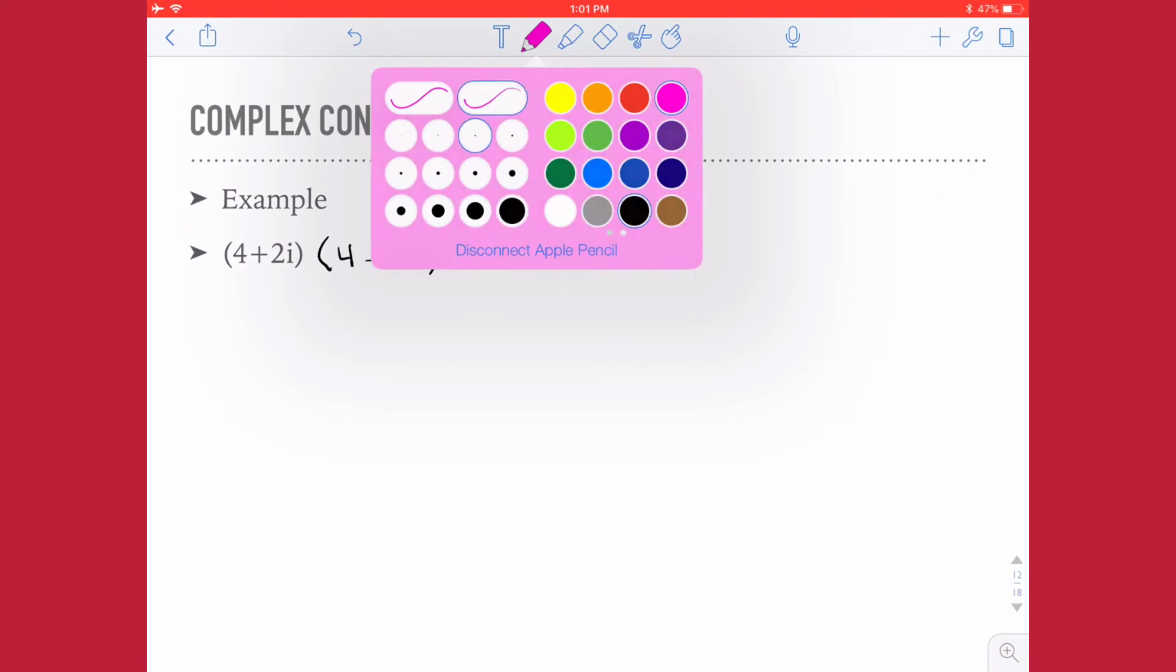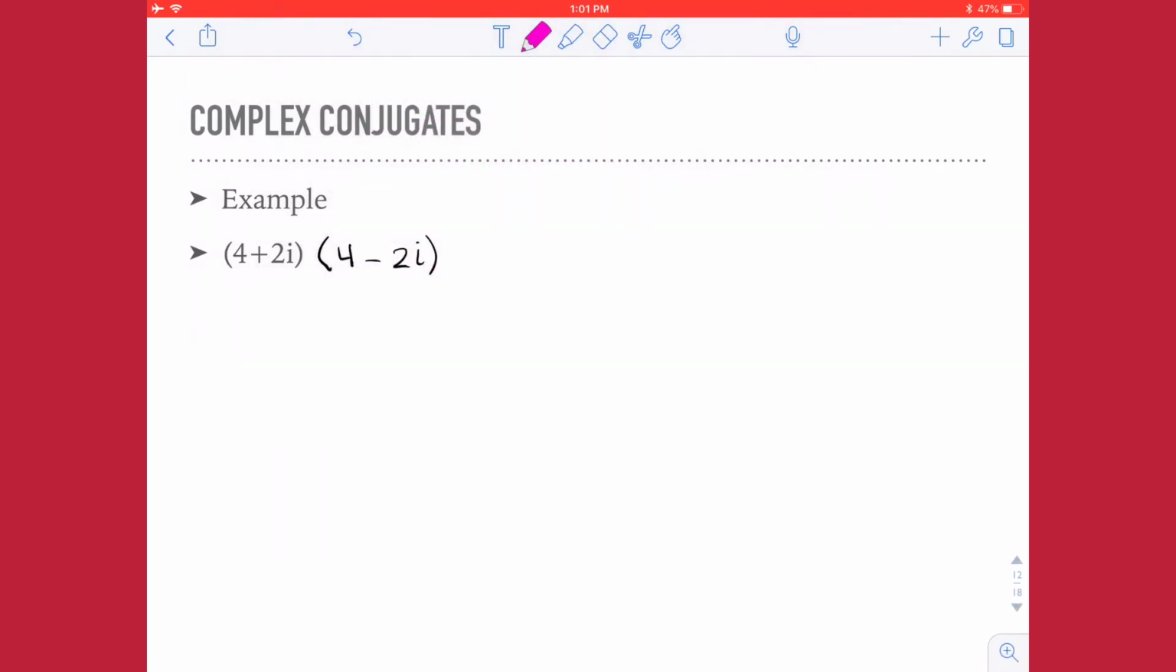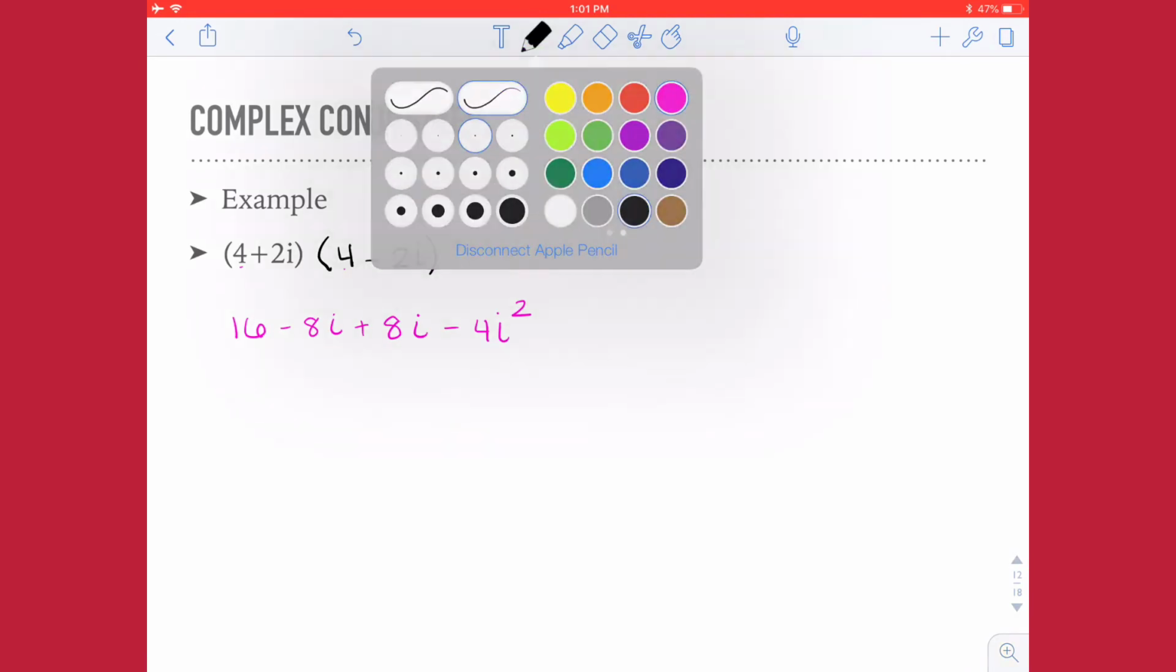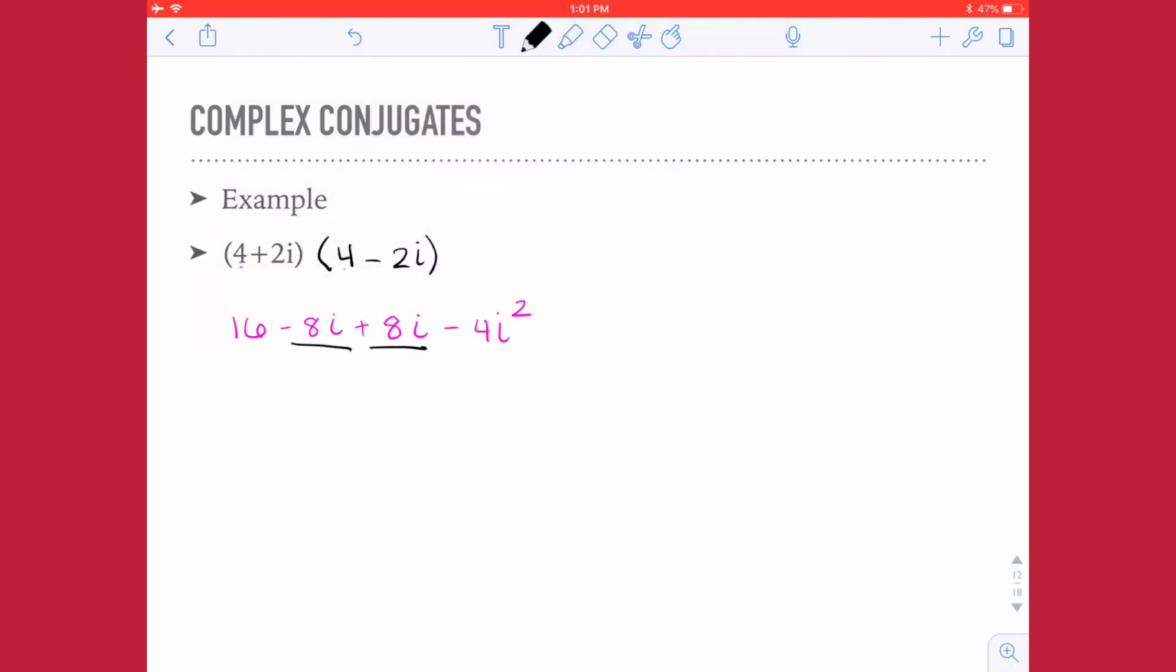And as we saw in our last example, a similar thing is going to happen whenever I have complex conjugates. When I do my FOIL process, so 4 times 4 is 16, my outer gets me 8i, my inner gets me 8i, and my last gets me negative 4i squared. With complex conjugates, I'm always going to notice that my like terms for my outer and my inner are going to cancel out, and my term that contains the i is going to be able to be replaced with its respective value, in this case negative 1, which is going to allow me to simplify this process in order to get a real number solution. So super, super nice when we're working with complex conjugates.